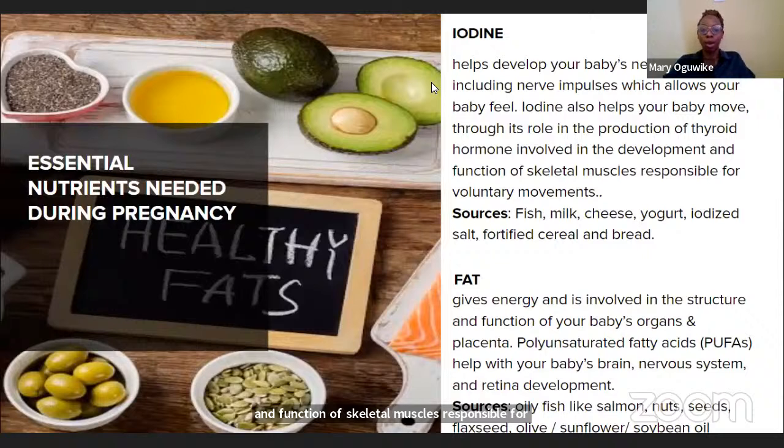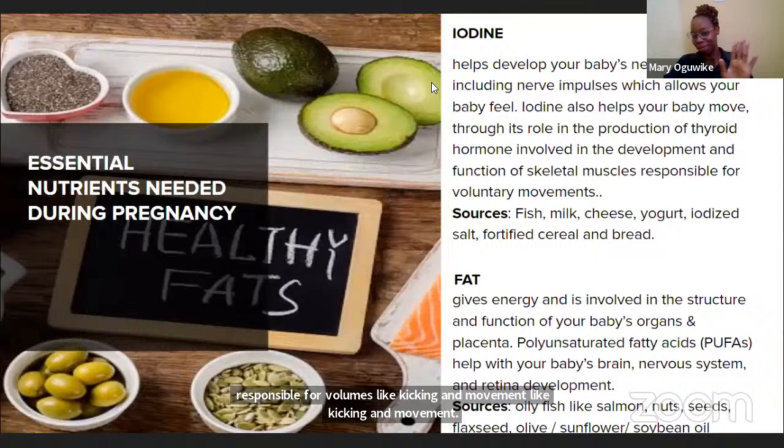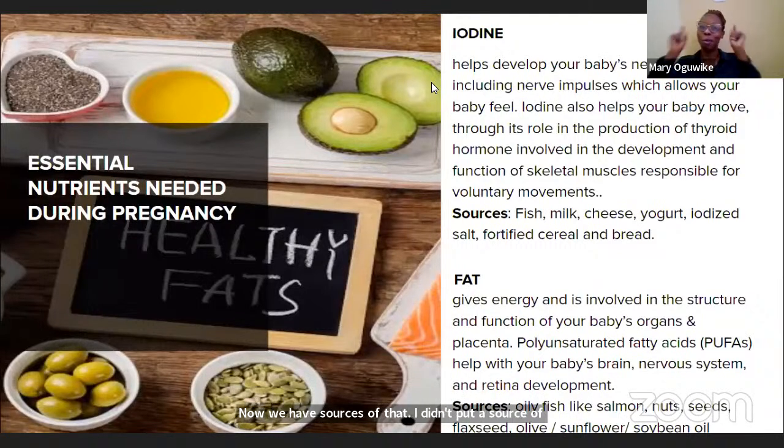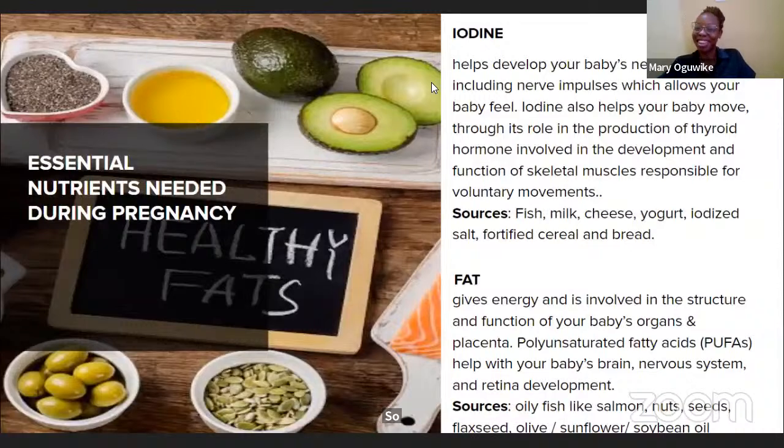Now we have sources of iodine. I didn't put a source of iodine in the picture because I expect everyone to at least know one particular source of iodine. So can someone type in the comment section the source of iodine again? Okay, someone said salt. Thank you very much. Yes, salt is the most common source of iodine. So what other source of iodine do you know, apart from salt? Everybody knows salt because we use salt every day to cook our food. Someone said milk. Someone said sodium chloride. That is salt. Okay, thank you.